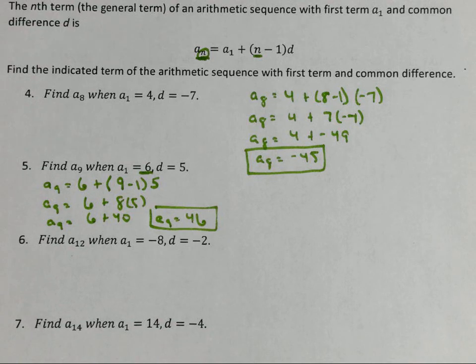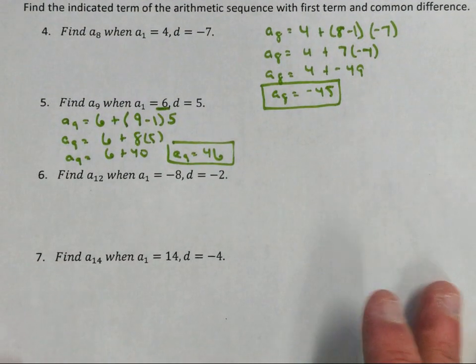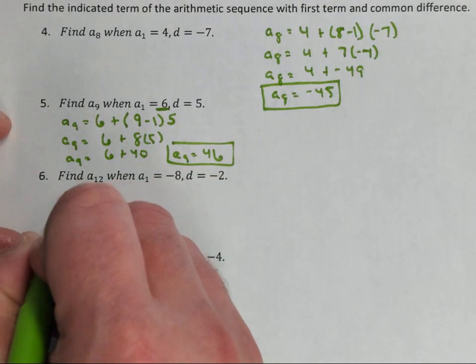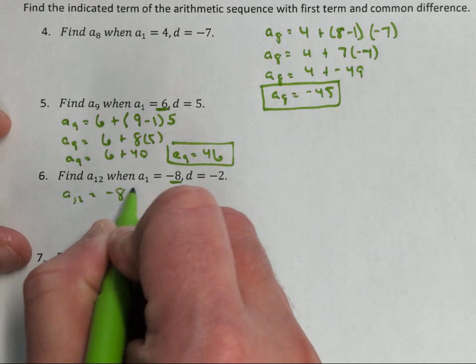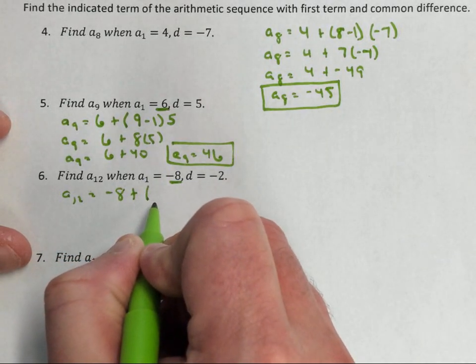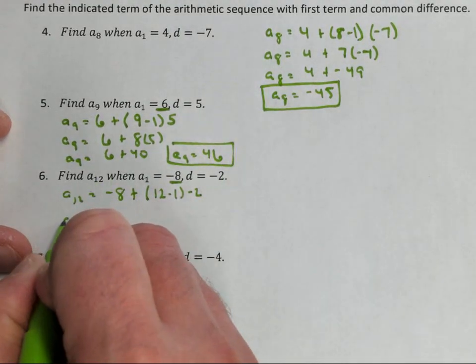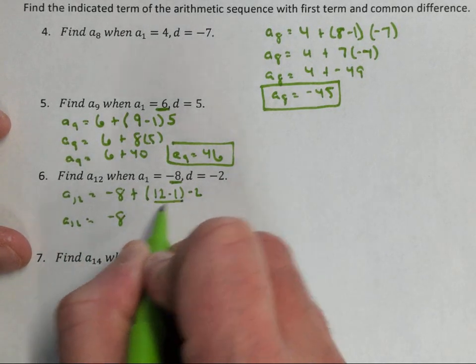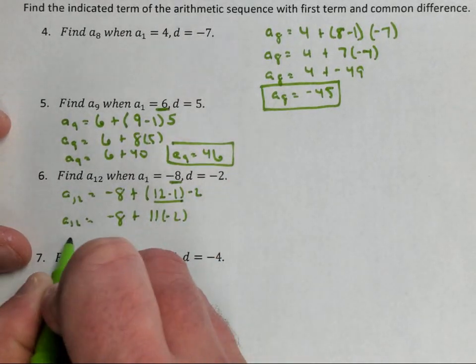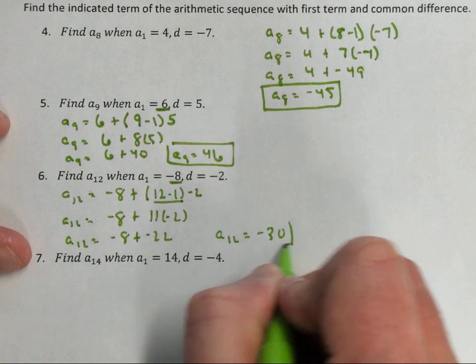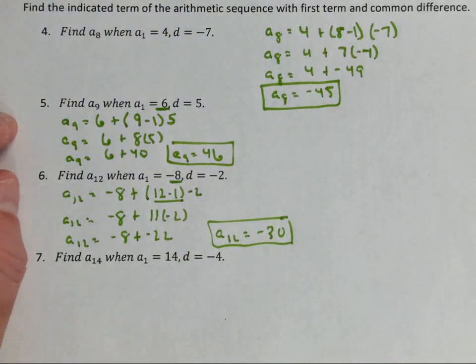Number 6. Find A sub 12 when A sub 1 equals negative 8 and d equals negative 2. So A sub 12 equals, your first term is negative 8 plus 12 minus 1 times negative 2. 12 minus 1 is 11. Negative 8 plus negative 22 is negative 30. This is pretty easy, isn't it? Y'all like this?